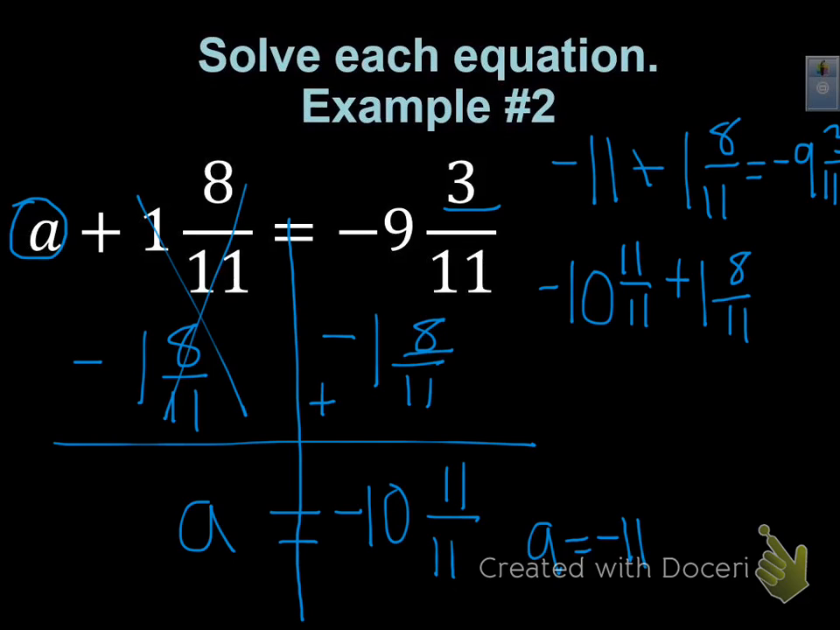Because my denominators are the same, again, I will start with my fractions and look at my numerators. I see that I have a negative 10 and a positive 1, so I will be subtracting. 11 minus 8 equals 3. My denominator remains the same, and then 10 minus 1 gives me negative 9, which does check correctly from my equation.